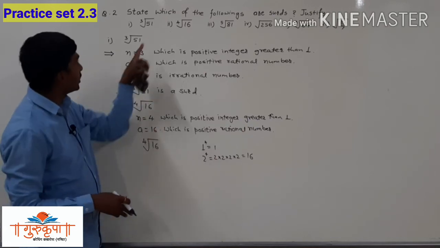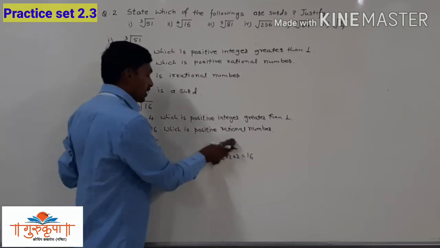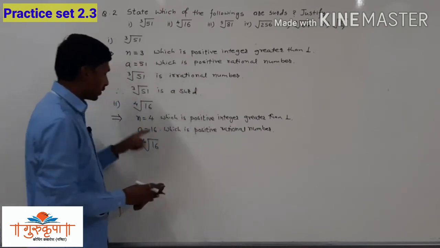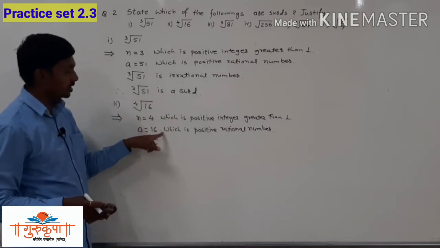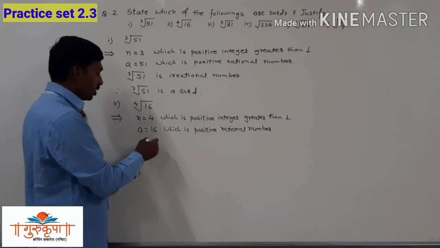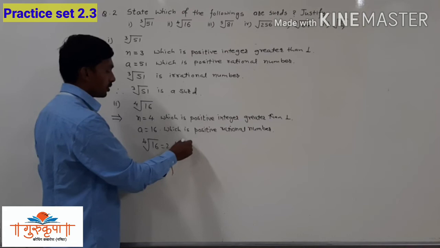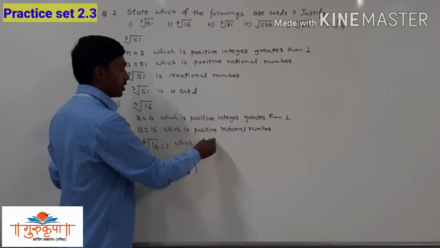It means that the given number is not a surd. Two conditions are satisfied. Here, the first two conditions are satisfied, but the third condition is not satisfied. Here you can write fourth root of 16 is equal to 2, which is a rational number.